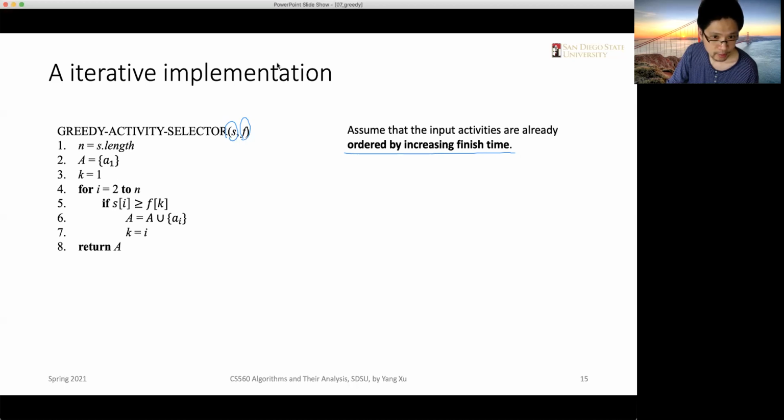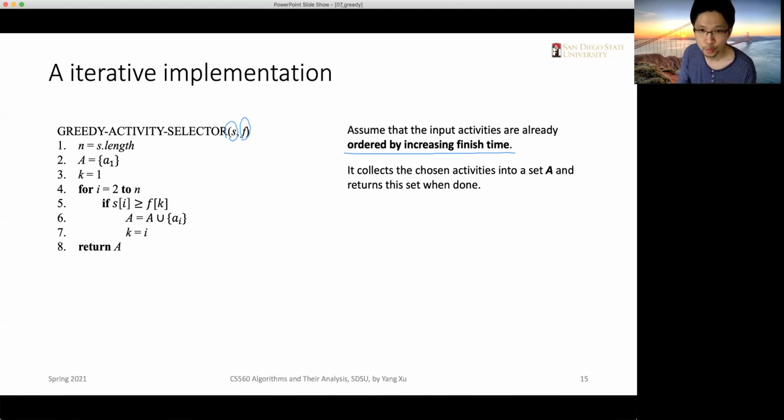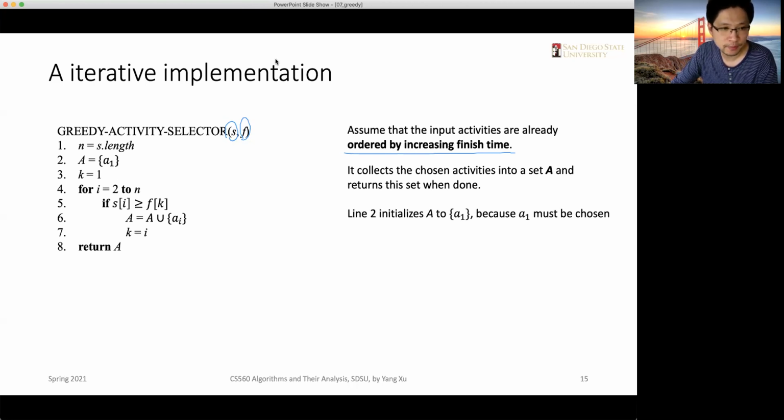All right, so what this algorithm does is initialize a data structure, a set, which is the capital A, and all the chosen activities will be stored into this set A. After it ends, it will return this whole set when the procedure is done. So let's look at the remaining code.